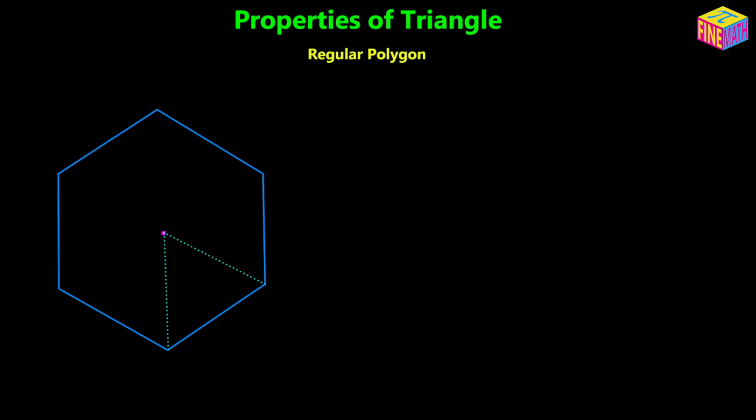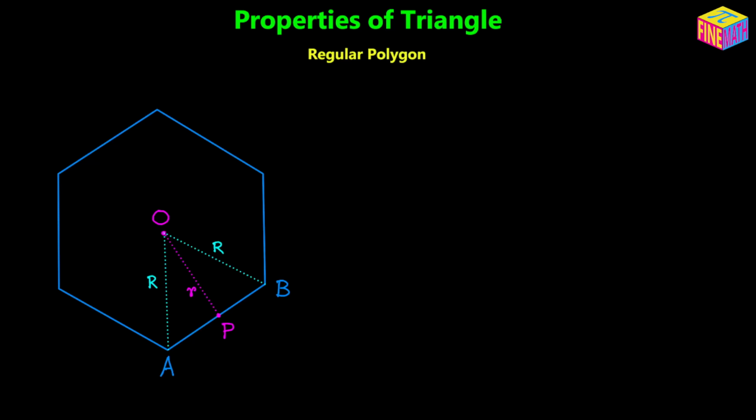I have joined the center to two of the adjacent vertices. Also I have drawn a perpendicular from the center onto that side, and I have assigned a name to each of those points. The center is O, one of the vertices is A and the next one is B, and let's also assume the foot of the perpendicular to be P. I am denoting the circumradius with an uppercase R and the inradius with a lowercase r.